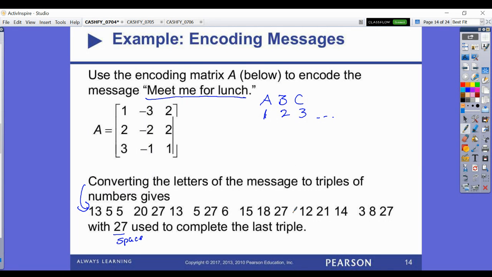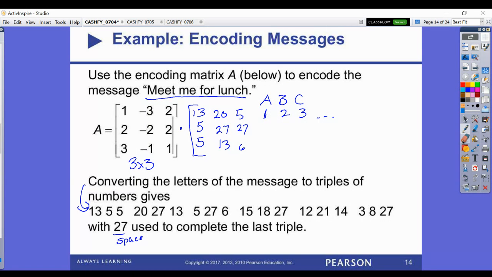Now, if we want to encode that message, we'll just need to multiply our matrix times these numbers. Now they're in sets of 3, and this is a 3 by 3. So we have to have them in sets of 3. That's why they're like this. We can do 13, 5, 5, and we can do one matrix at a time, which is what this next slide is going to show you. You can also pile them all up like this and just keep going on across.